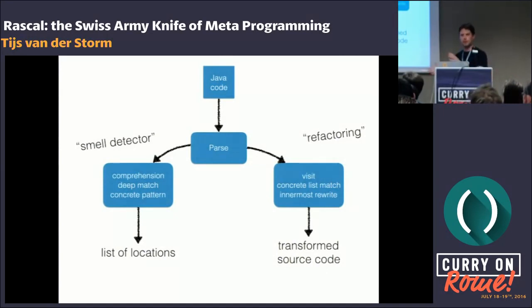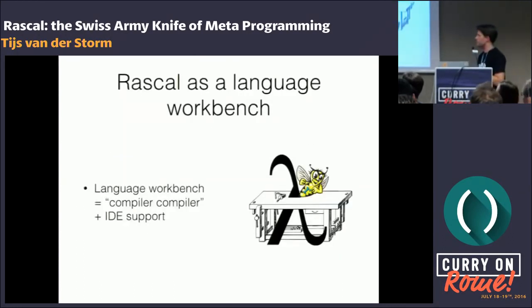However, there's also another use case for Rascal, which is more from the forward engineering perspective, where you want to build new languages to make software construction better. And these new languages are often domain-specific languages or little languages, if you like. And this is where Rascal as a language workbench comes in. So Rascal is a language workbench, and what is a language workbench? Well, it's basically a compiler on steroids, right? So yes, you can build your compiler, but you can also build IDE support for your language. So it allows you to create an integrated development environment for your new language.